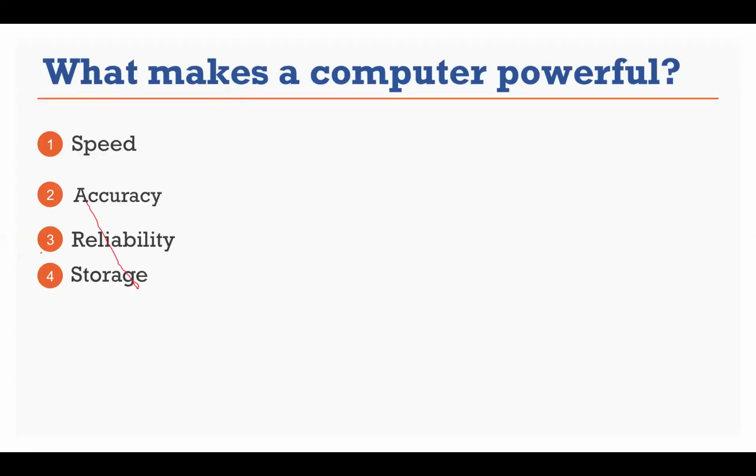Now, what makes a computer powerful? These are the four things that make the computer powerful: speed, accuracy, reliability, and storage.